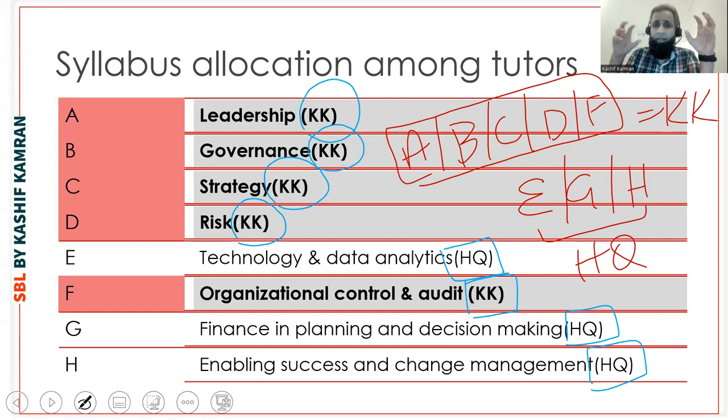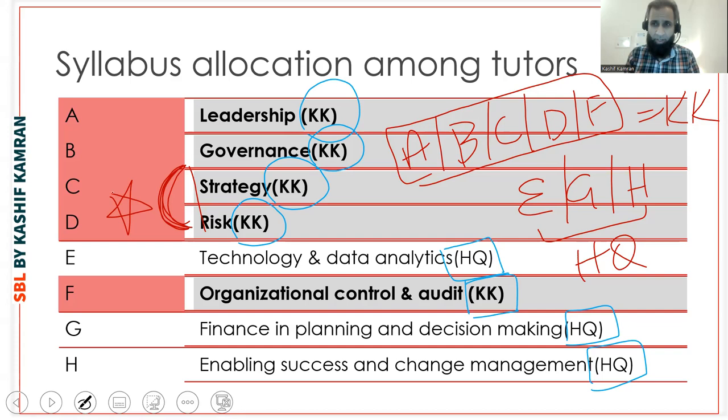Now, in terms of my syllabus areas, particularly strategy and risk, these are the star areas. These are the core areas. When you come to the lectures of strategy and risk, you need to be very careful because from an examination point of view, a lot of questions come from the syllabus area strategy, and a lot of questions come from the syllabus area risk.